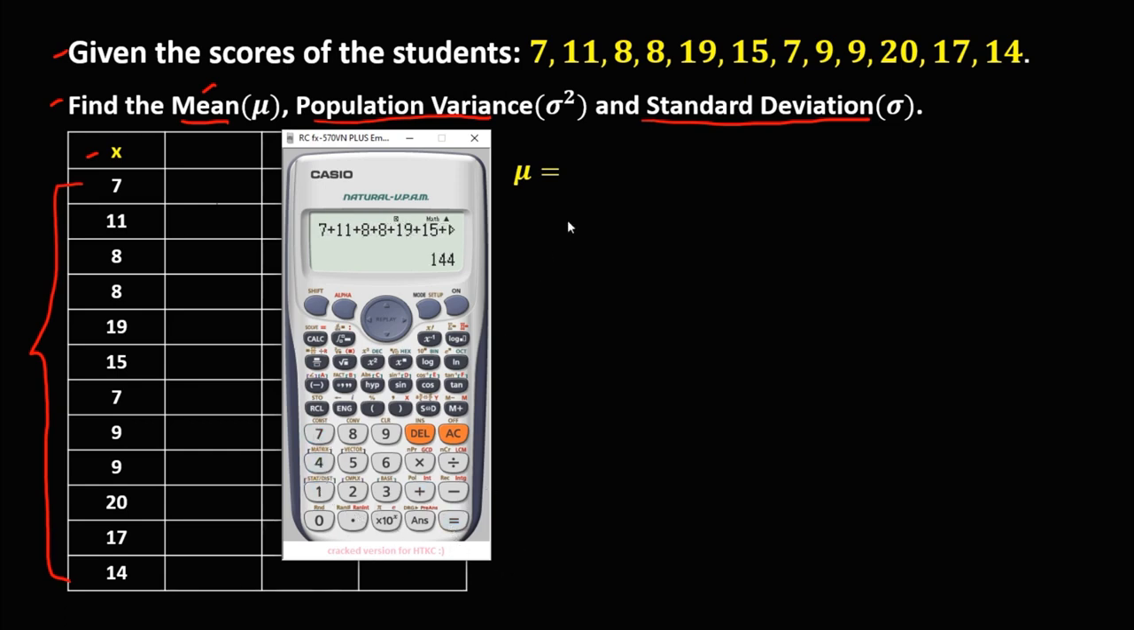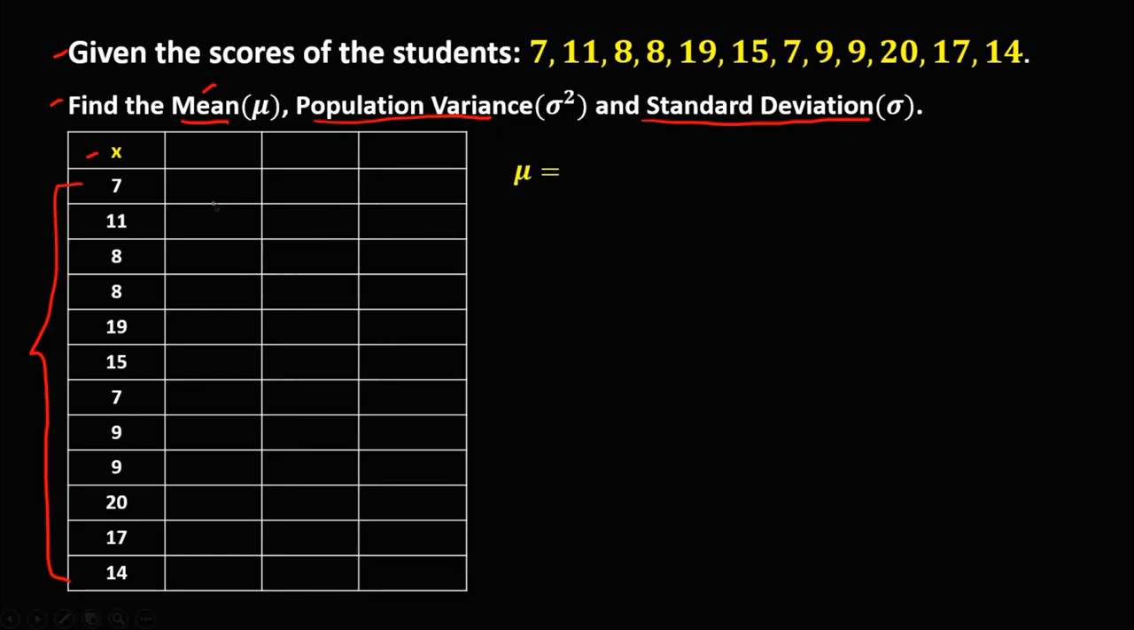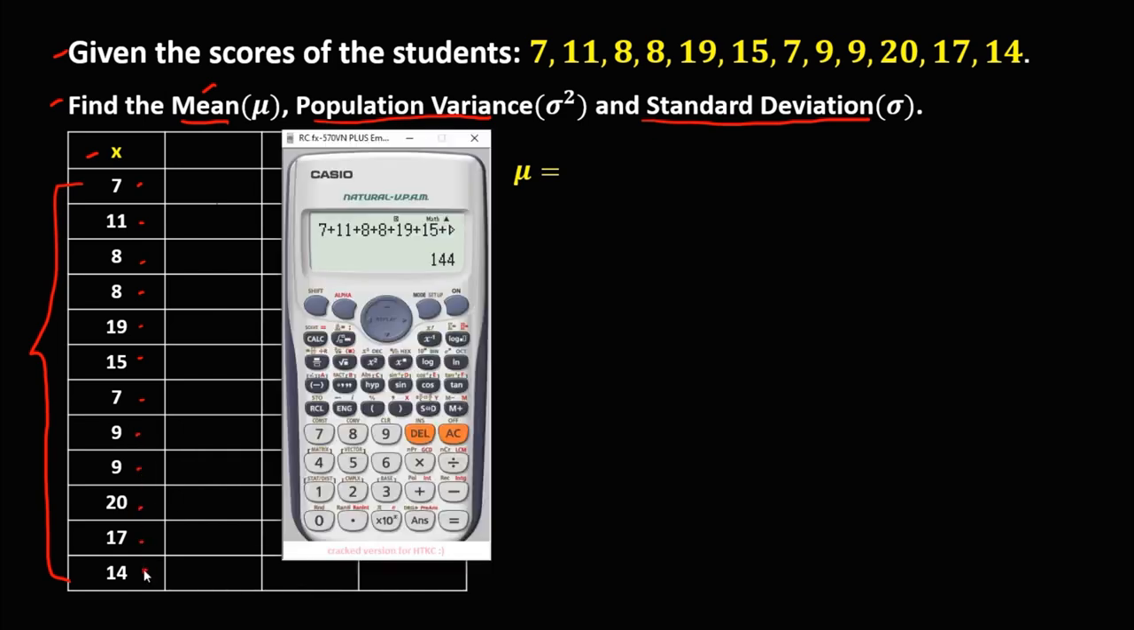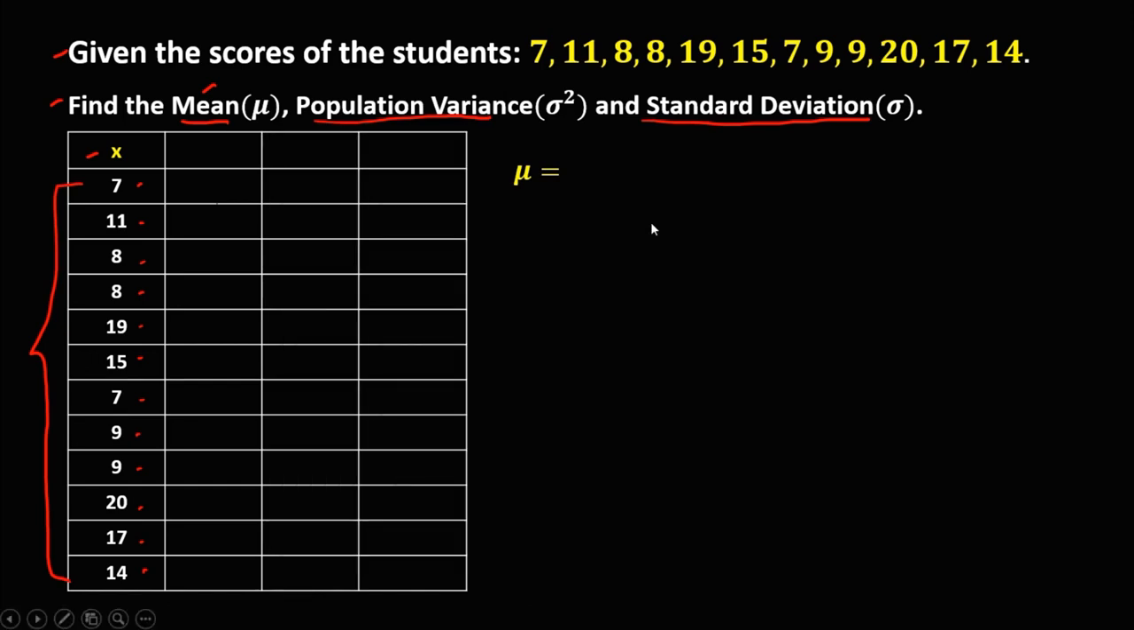Then to solve for the mean, we need to divide the total scores by the number of scores. Since we have 1, 2, 3, 4, 5, 6, 7, 8, 9, 10, 11, 12, therefore 144 divided by 12 equals, so the mean is 12. Then we need to put this in the table. This column is for the mean, so that's 12.